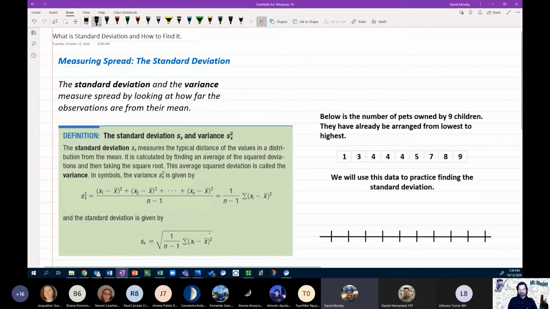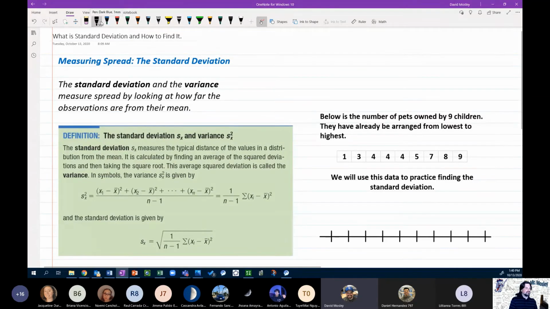It's a lot of symbols. We're going to do this example, and it hopefully will help this make a little bit more sense. So the first step is we need the mean. If we don't have the mean, we can't find the standard deviation.